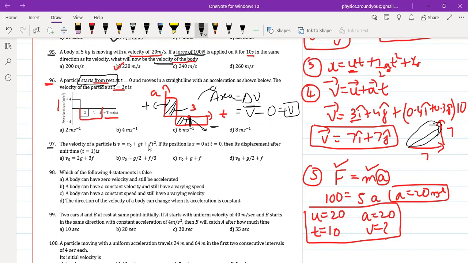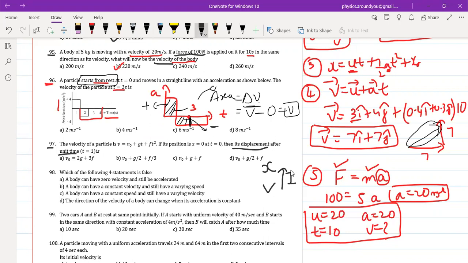The velocity is given as this much. If its position is x equal to 0 at t equal to 0, then its displacement after unit time is. So they have given v. They want to find displacement x or position x. How do we go from v to x? Flowchart again. From v to x, we have to integrate it once.